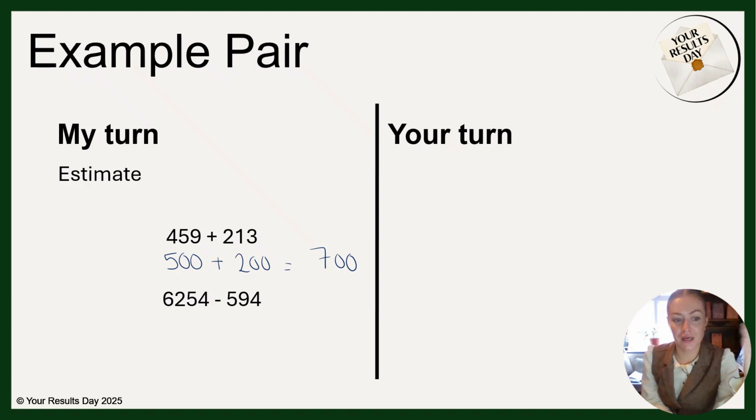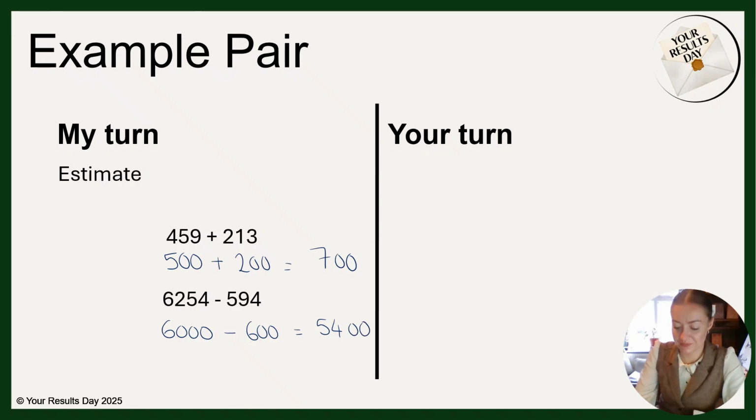And even if you're the sort of person that would be confident adding those two numbers in your head as they are originally, that's still not going to be the easiest thing in the world. That's still 3 columns of calculation you're going to have to think about all at once. Whereas 500 and 200, that's not even a challenge when you're doing it in your head. You'd be absolutely fine with that. 6,254 will become 6,000 when rounded to one significant figure, and 594 will become 600. And 6,000 take away 600 is 5,400.